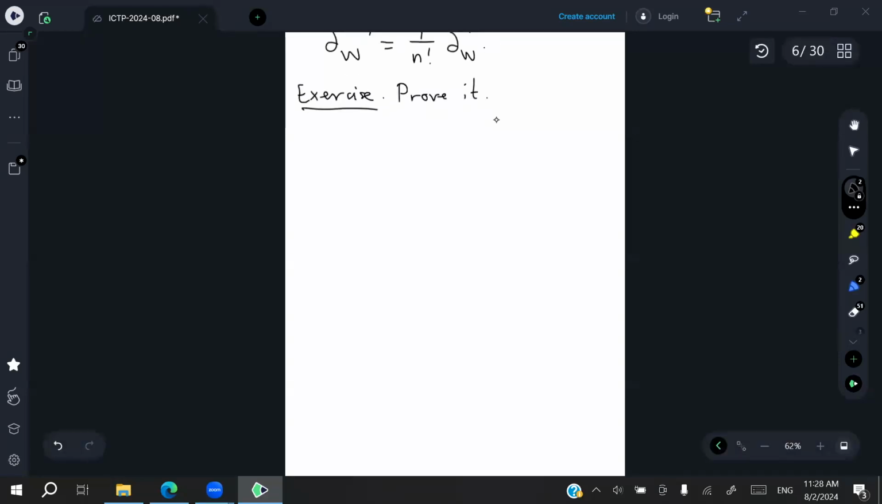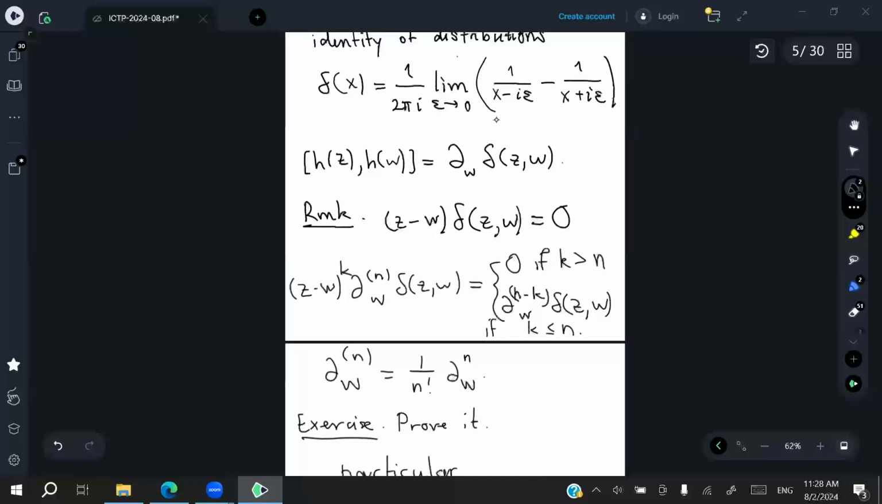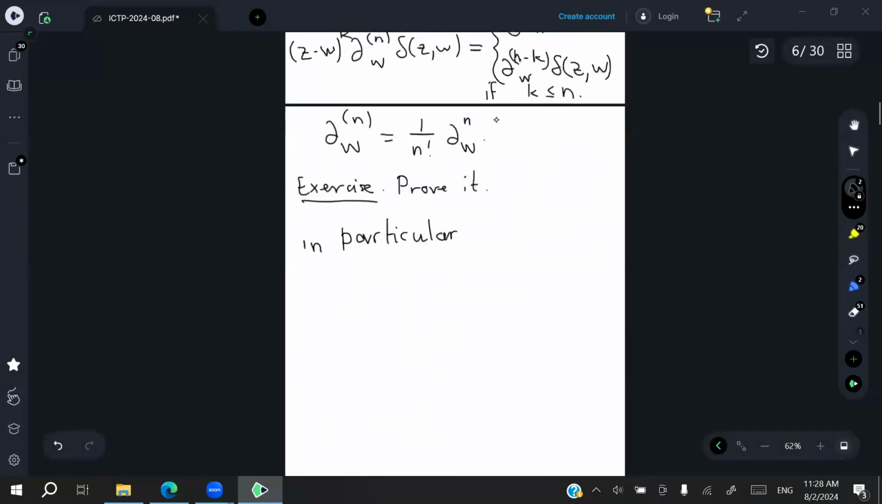So in particular, since the commutator of h(z) with h(w) gave the derivative of the delta function, we know that if we multiply the commutator by (z minus w) squared, we'll get 0.